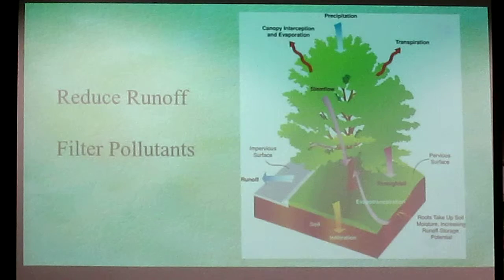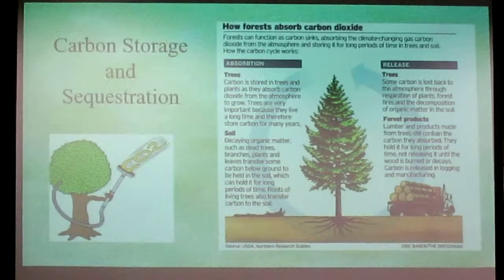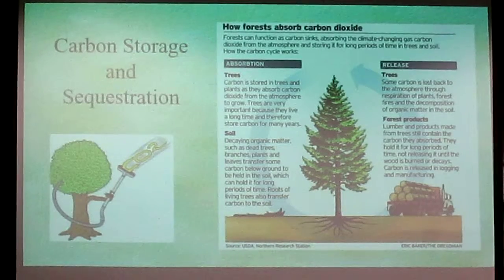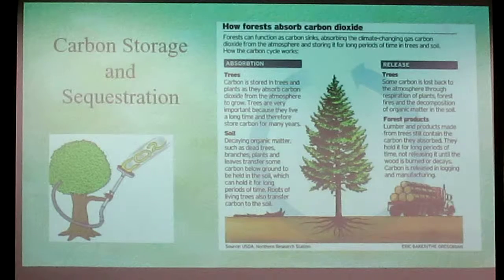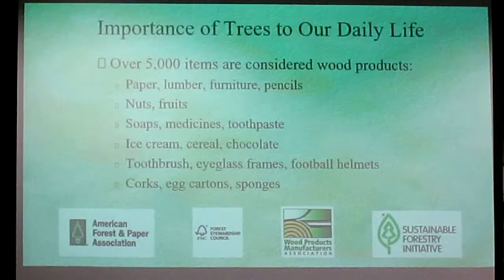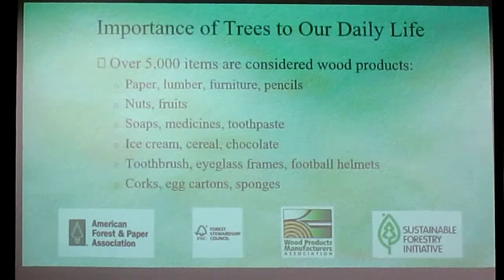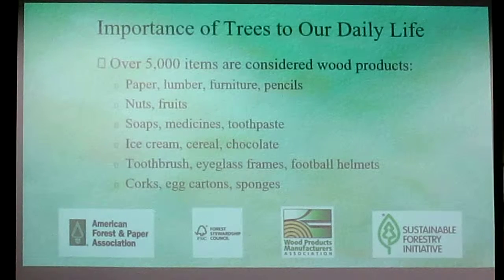We already talked about how trees can reduce runoff and filter pollutants. They store and sequester carbon, and that's going on in the forest all the time. And as a forester, I need to remind everyone that trees are an agricultural product in many respects. There are over 5,000 items that we would describe as a wood product, which means they either come completely from trees or they have one component in them that comes from trees.